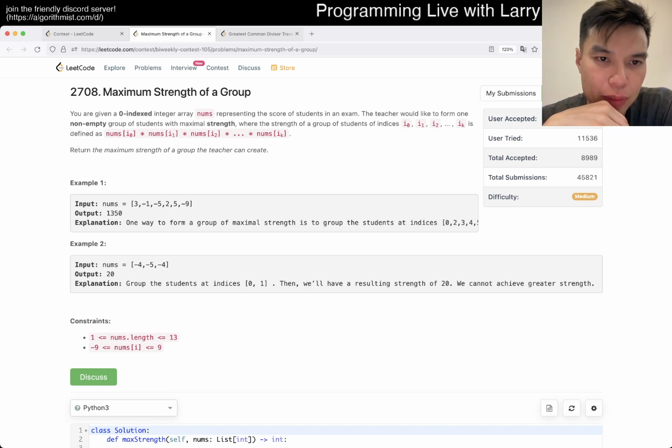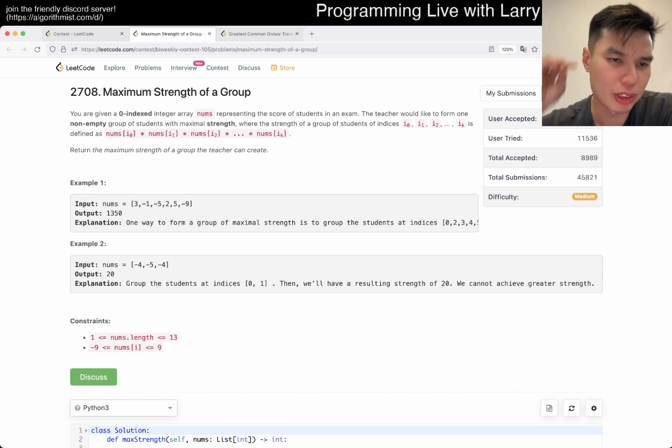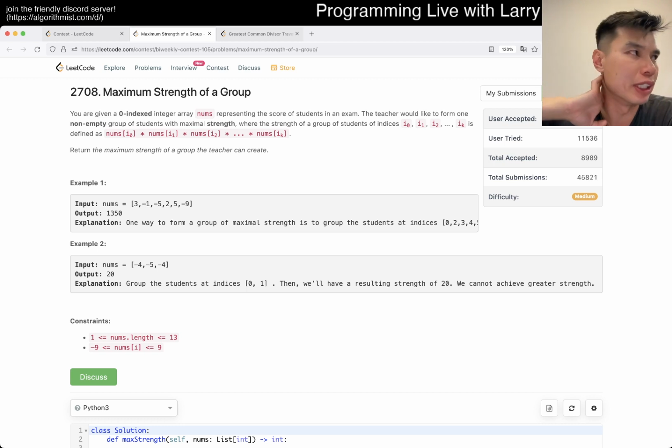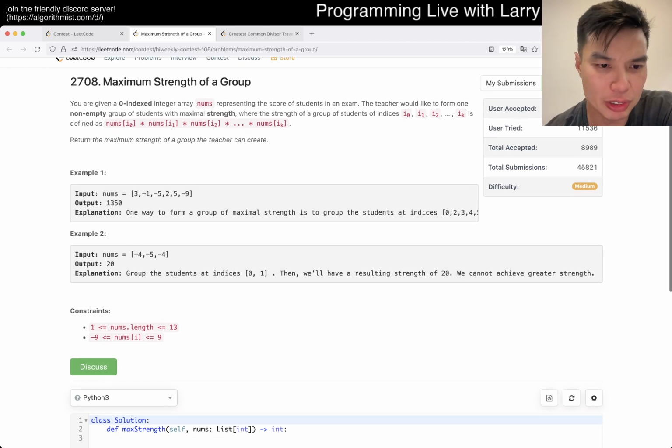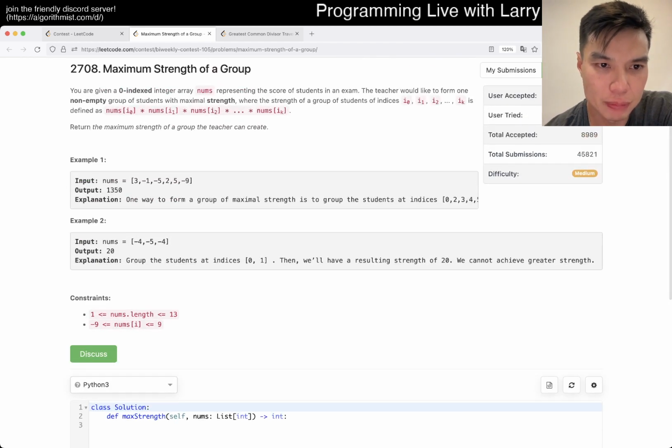One non-empty group of maximum strength. Oh, only 13. I thought it was some weird greedy or DP on the last number being negative or not, but it's also zero, so that's really awkward. But I don't get it.